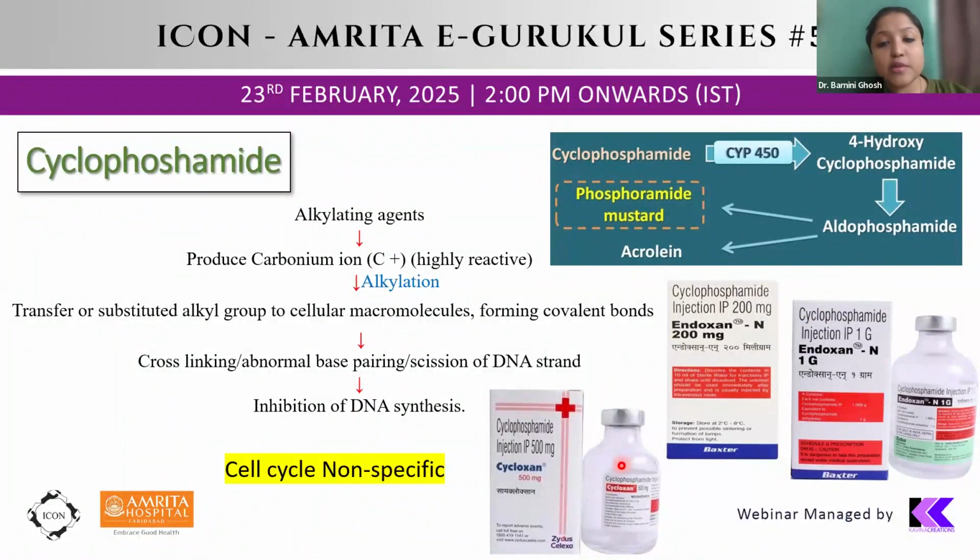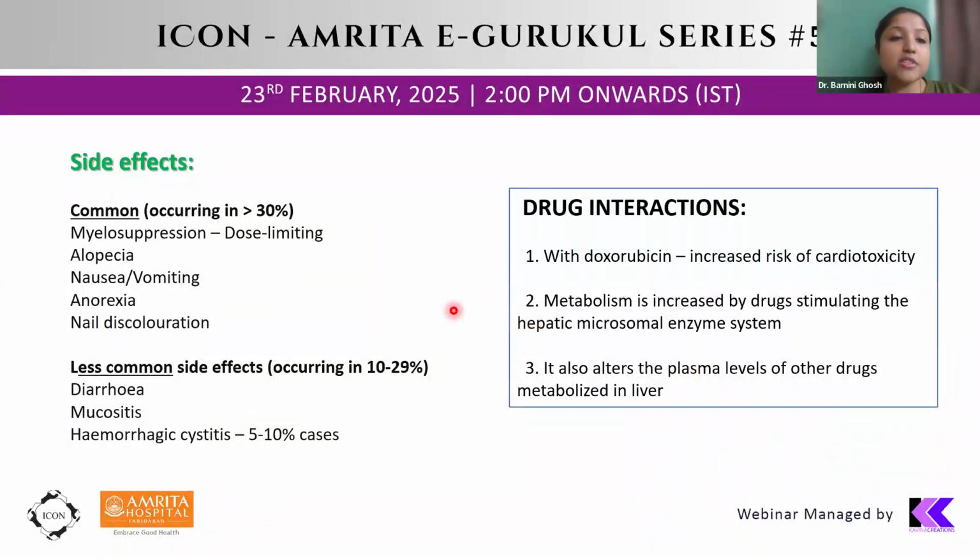Now, cyclophosphamide is available as a white powder. It needs to be reconstituted with normal saline. The commonly available vial strengths are 500 mg, 1 gram, and even 200 mg. So the common side effects of cyclophosphamide are dose-limiting myelosuppression, alopecia, nausea, vomiting, anorexia, and nail discoloration. And the less common side effects are diarrhea, mucositis, and hemorrhagic cystitis. As I have already said, for this toxicity, the acrolein metabolite is responsible. There may be hematuria, painful urination, etc.